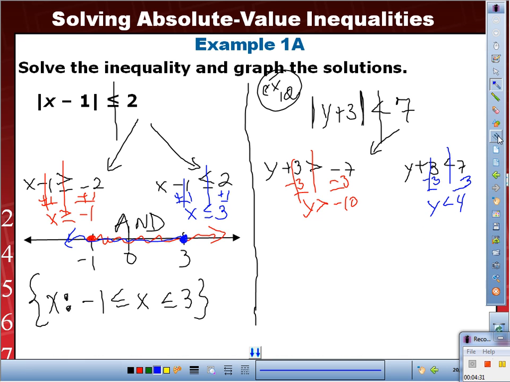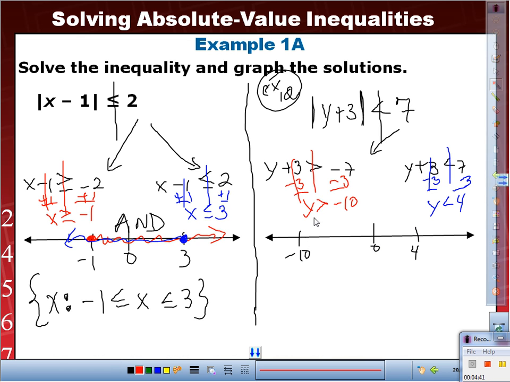Okay, good. If I graph this, here it goes. My dividing points are -10 and 4. Does it include the -10? No, it's an open point. What numbers are greater than -10? Everything to the right. Does it include 4? No, open point. What numbers are less than 4? Everything to the left. And what are these? These are and, okay?